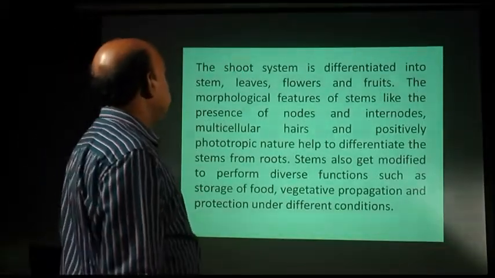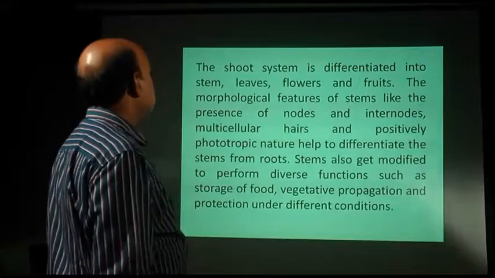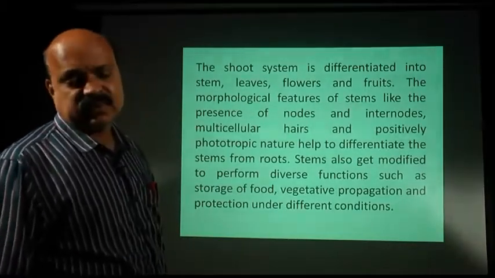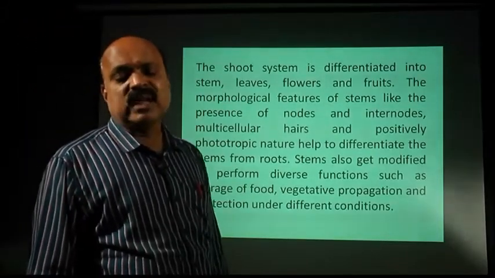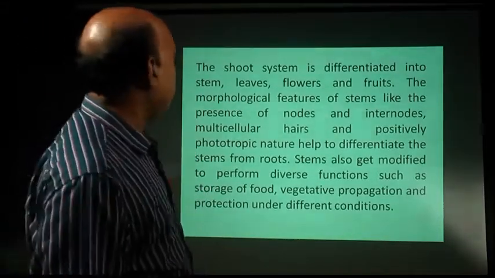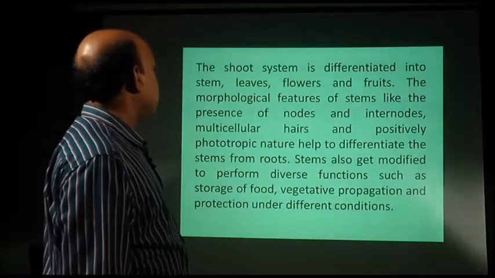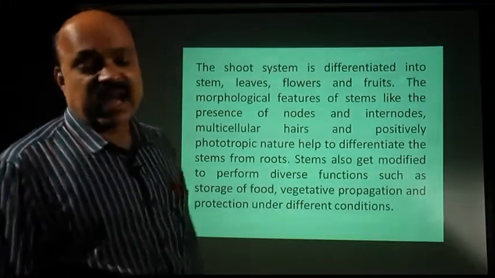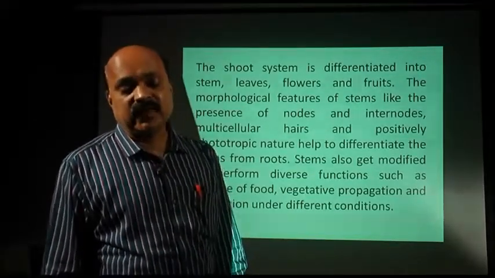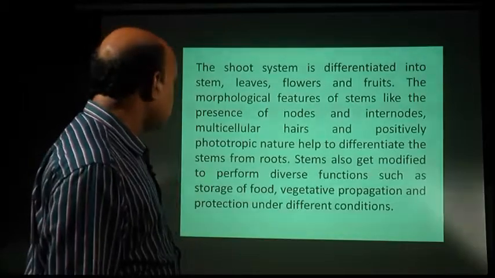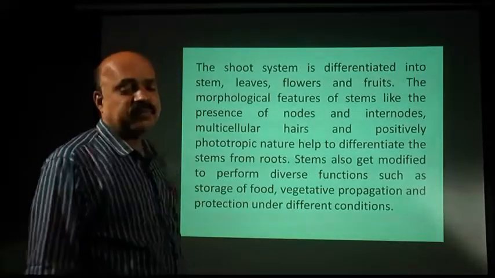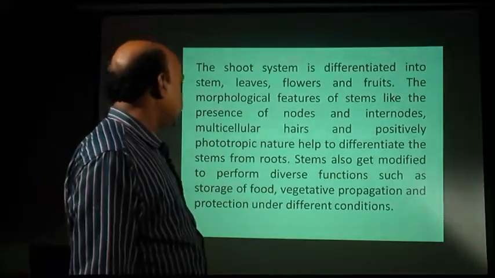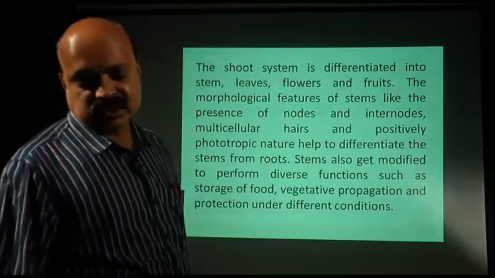The shoot system is differentiated into stem, leaves, flowers and fruits. The morphological features of stems, like the presence of nodes and internodes, multicellular hairs and positively phototropic nature, help to differentiate stems from roots. Stems also get modified to perform diverse functions such as storage of food, vegetative propagation and protection under different conditions.